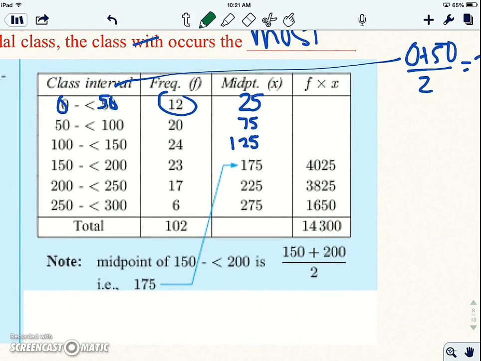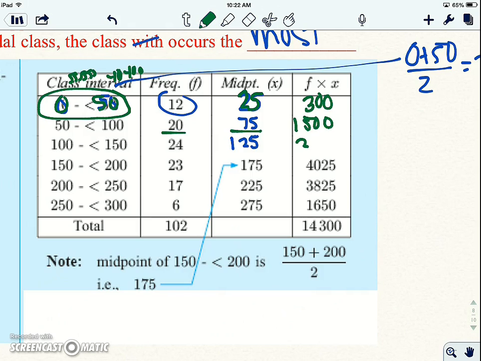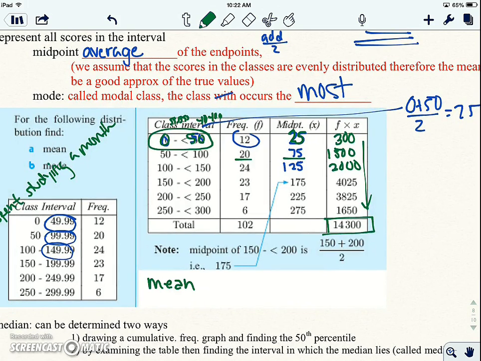So then we're just saying, well, we need to know how many minutes fall in here. So we're going to assume that everybody studied 25 minutes between 0 and 50, because we don't know. Maybe we had 6 people that studied 5 minutes and 6 people that studied 40 minutes, but we don't know. So we're going to assume everybody studied 25 minutes, multiply those together, and we get 300 minutes of studying here. Okay, 20 times 75, we'd get 1,500 minutes of studying here, 3,000 minutes of studying here, and if you added them all up, we'd get 14,300 minutes of studying.